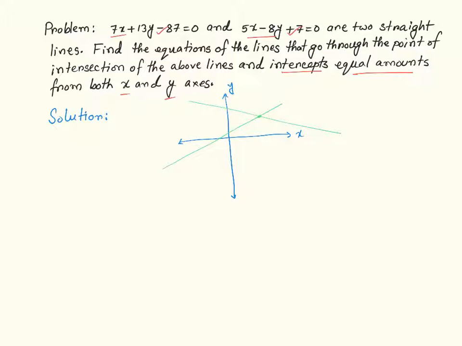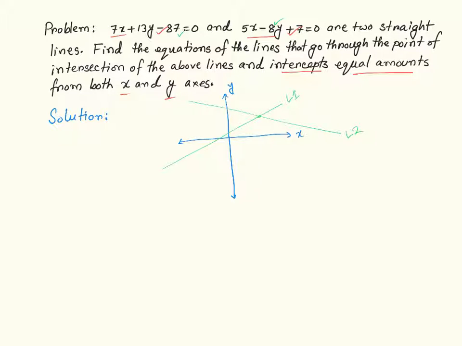To solve this problem, it's better to sketch a diagram. By the way, this is a sketch, this is not exact. So just to make sure that you're clear on that, let's say this green line is represented by one of the equations. Let's call this one L1 and let's call this L2. So these two straight lines are represented by this equation and this equation. Once again, this is a sketch, not exact drawing or graphing.